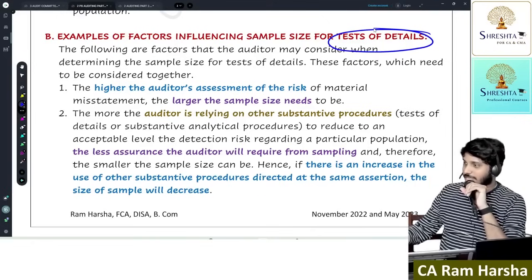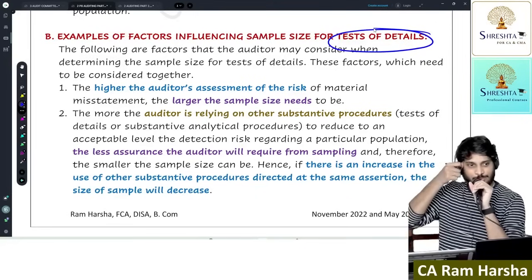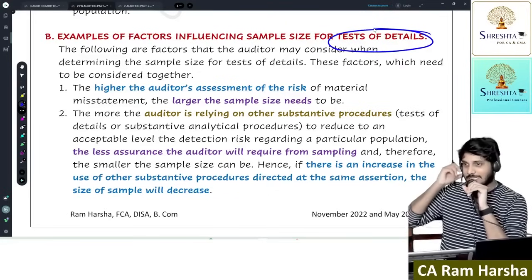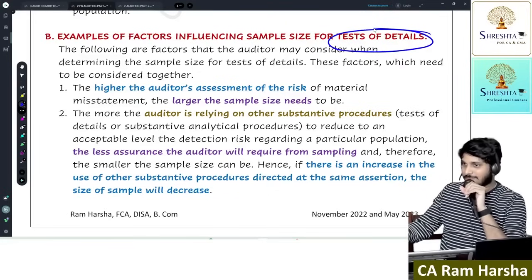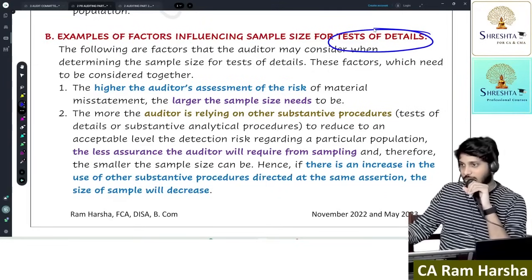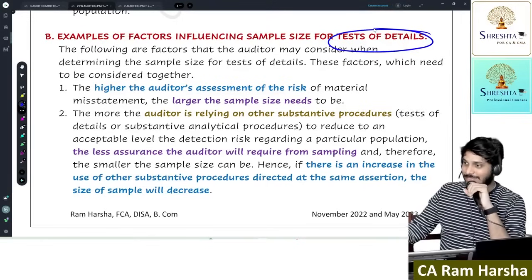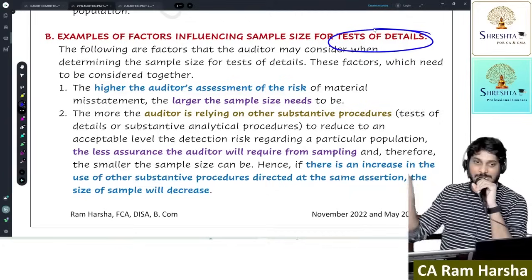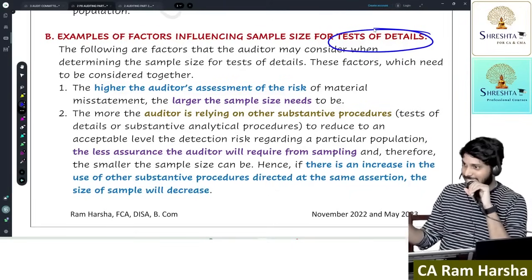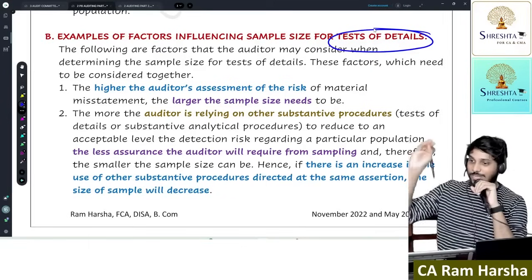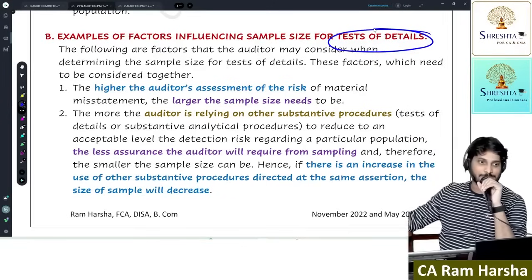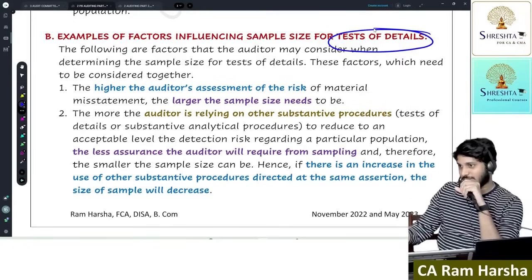Which of the following is not a factor for determining sample size in case of test of details? First, you must know the meaning of all four before answering. Getting the point? The answer is projected misstatement. And if any of you guessed it correctly, don't celebrate, because it can be accidental. What is expected misstatement? What is tolerable misstatement? What is projected misstatement? First you must understand these three. Consciously we should select the right answer. Then only can you answer well even for some other question. What is tolerable misstatement?